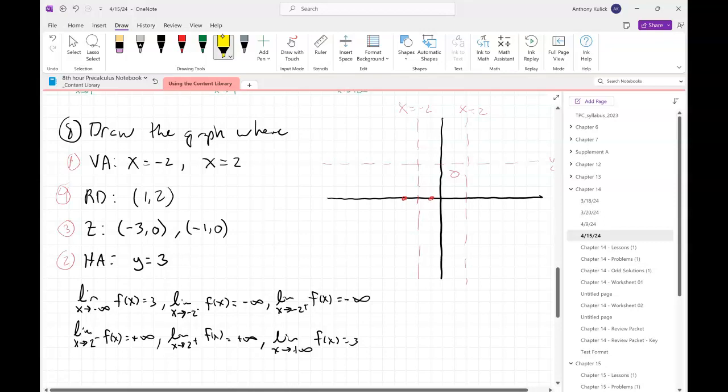Everybody's good so far? So the next thing I'm going to do is draw what's happening at the asymptotes. I'm going to start with the vertical asymptotes. I'm going to start here at -2. I see on the left side of -2, my graph should be pointing down. And on the right side of -2, my graph should be pointing down.